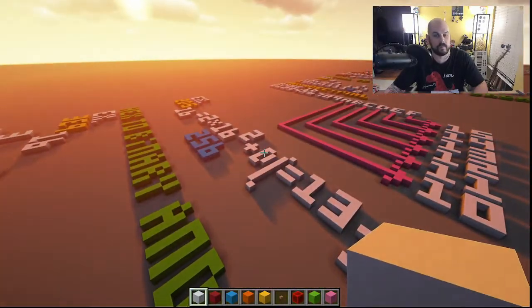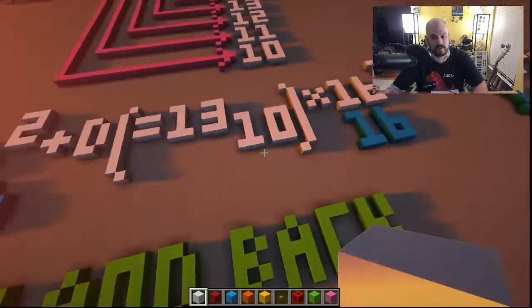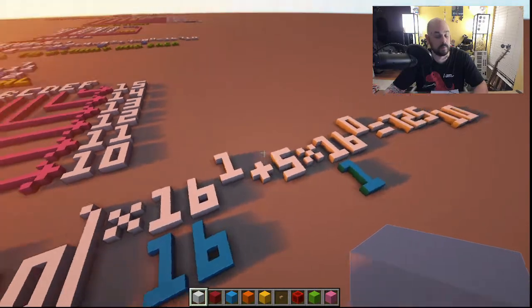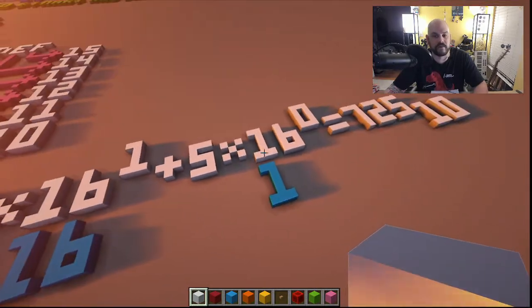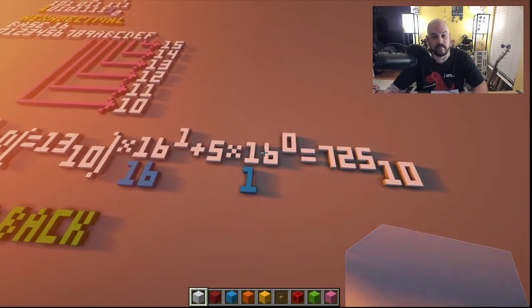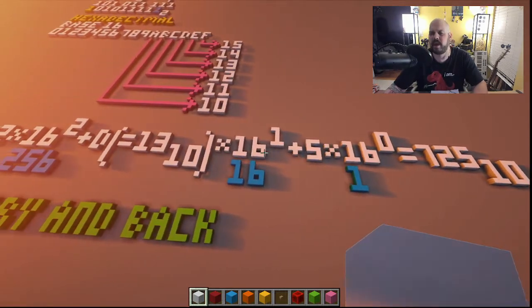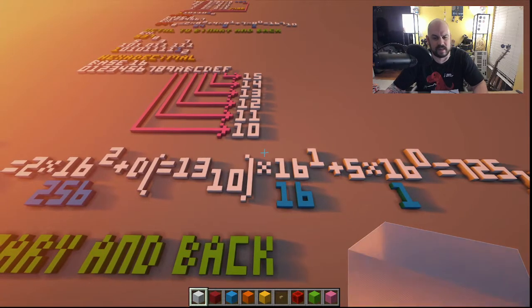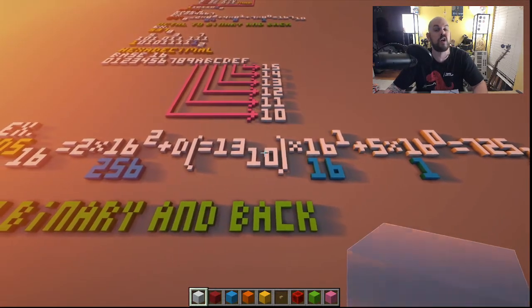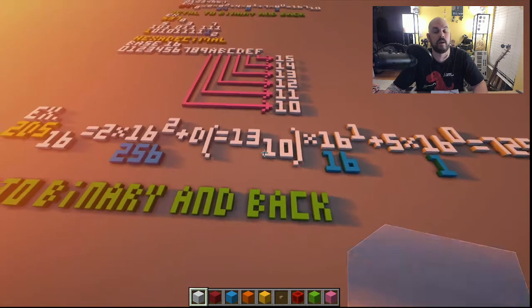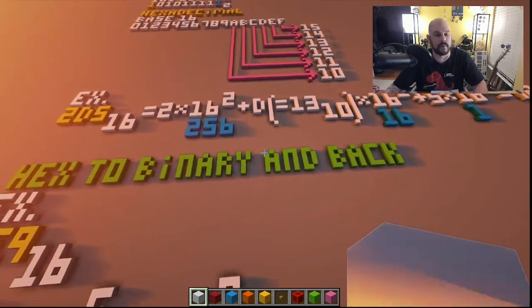So instead of having to try and figure out how to do that, this is going to be our actual number here. So 13 times 16. Don't ask me what that is. 5 times 1 is 5. All added up together it equals 725. I swear I did this with a calculator, not with my head. So I wrote it down, but the math, 13 times 16, what is that? I don't know. It's some big number.